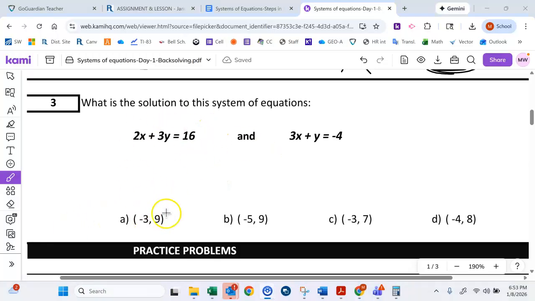Okay, so I'm going to go ahead and try A first. I'm going to try that on my calculator. Remember, that's going to be 2 times negative 3. Remember, it's a negative, not a minus, plus 3 times 9. And see, is that equal to 16? So let me go ahead and check. So I'm going to get my calculator.